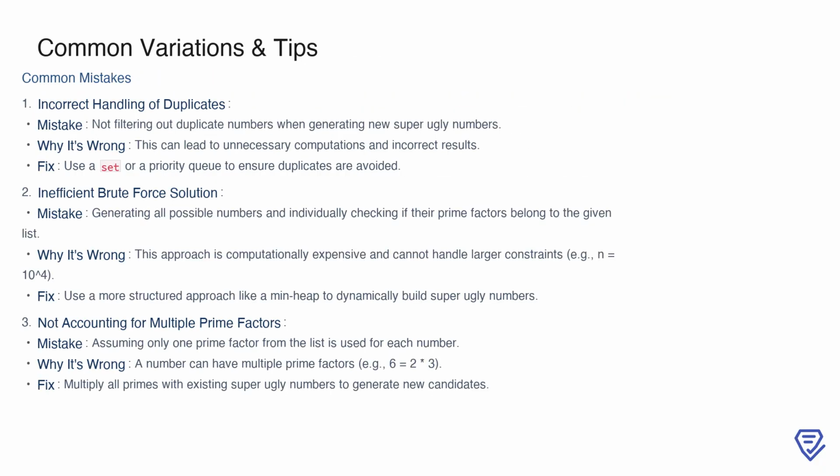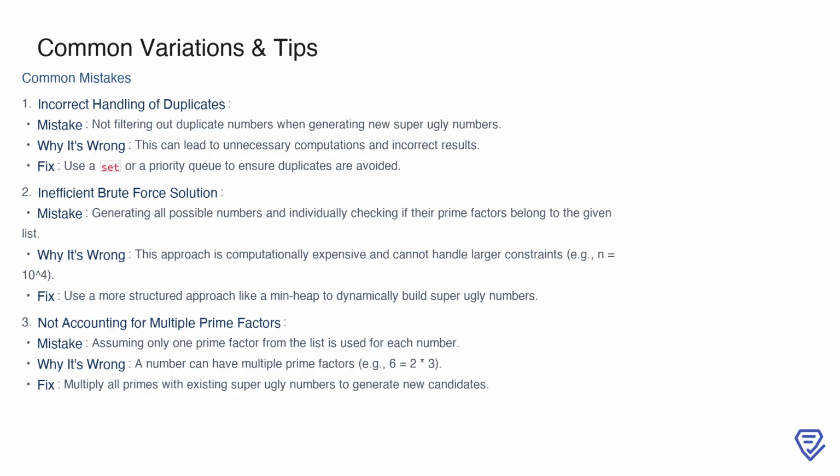When working with the super ugly number problem, there are some common mistakes to watch out for. One of these is failing to handle duplicates correctly. If duplicates aren't filtered out when generating new super ugly numbers, it can lead to redundant computations and even incorrect results. To avoid this, you should use a set or a priority queue, which ensures that only unique numbers are considered.